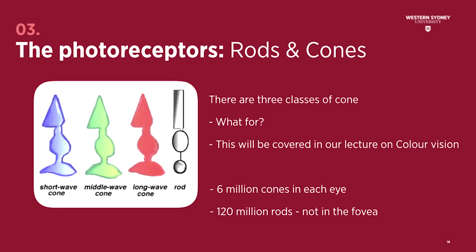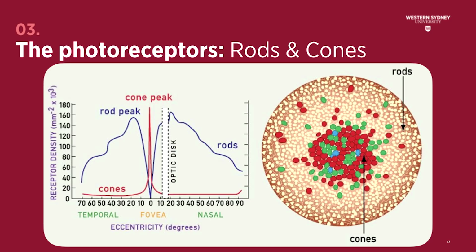There are three classes of cone: short wavelength sensitive cones, middle wavelength sensitive cones, and long wavelength sensitive cones. Shortwave light approximates our experience of the colour blue or violet. Middle wavelengths approximate our experience of the colour green, and long wavelengths approximate our experience of the colour red. There are approximately 6 million cones in each eye. In the case of rods, these are far more numerous, and as I said, they're not located in the fovea.